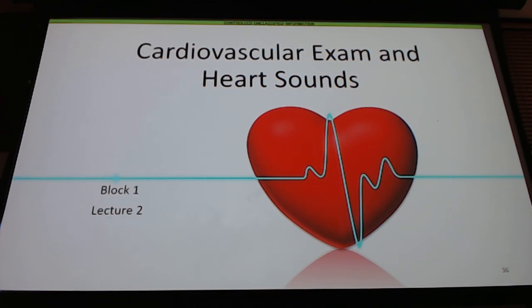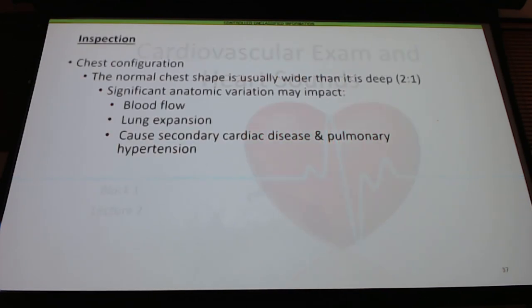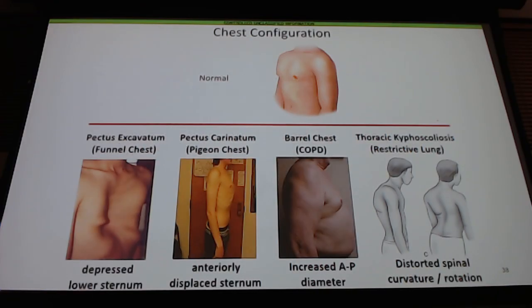Then we went on to talk about cardiovascular exam and heart sounds. We talked about the tenets of inspection, palpation, and auscultation for any kind of physical exam, which is no different from the cardiac exam. We talked about the inspection part. First thing you're going to do is look at the configuration of the chest, because any kind of deviation from a normal configuration could impact function of the heart.